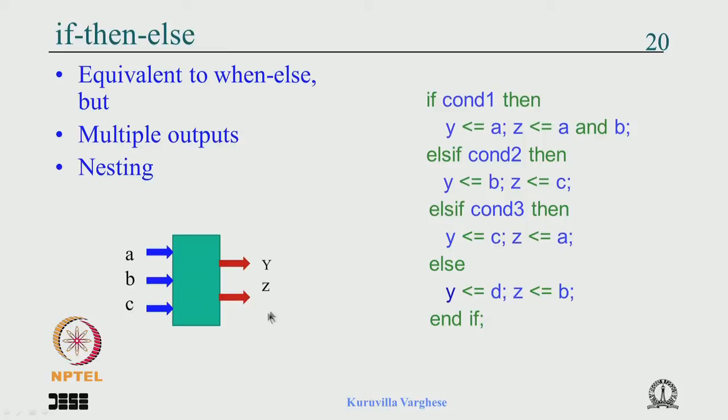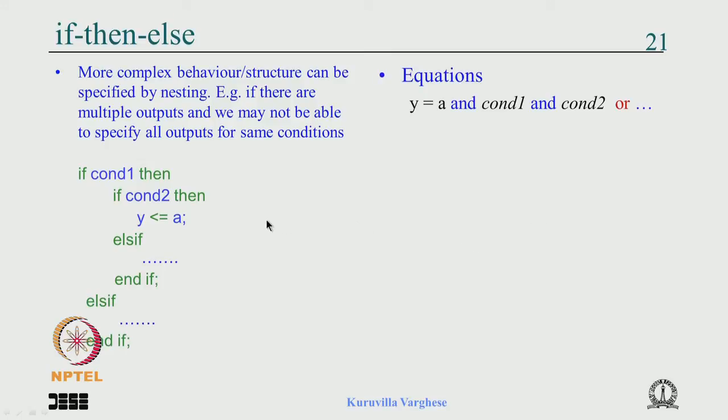Maybe the relation between the input and output is such that you have no way to specify like this, say A and B is not on this particular condition, little more restrictive, under this condition some more conditions are required for A and B, then you are in soup, you cannot use this kind of structure. But that is where the nesting helps you. You could write say if condition 1 y gets A, then you can write if some other condition is met, then z gets A and B, else something else. So you could further nest if to specify very specific conditions you require for multiple outputs. So that is where the nesting is important. So more complex behavior or structures can be specified by nesting.